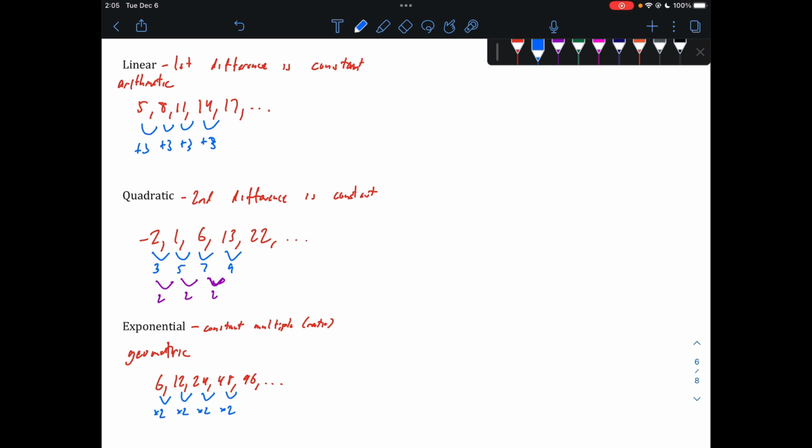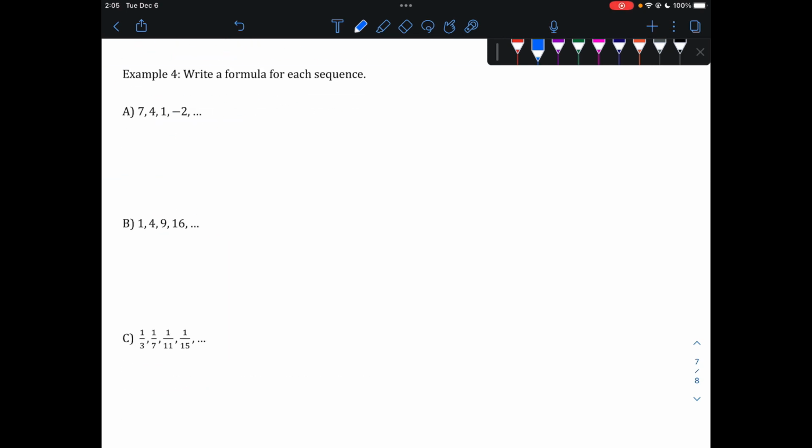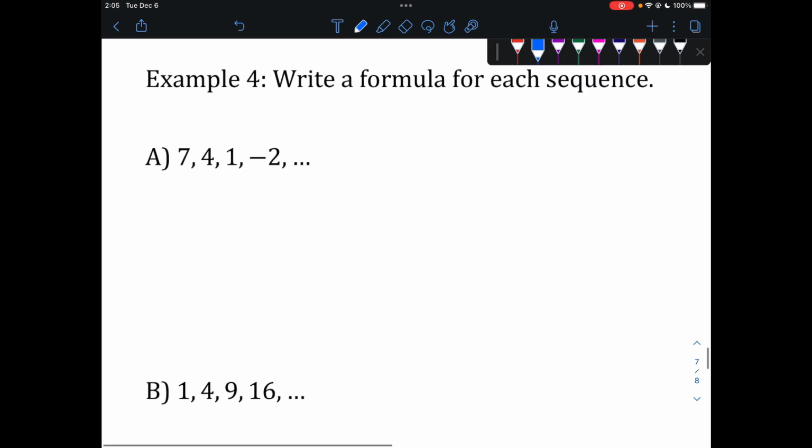All right. The last thing we're going to talk about today is, if you're given a sequence, can we write a formula for it? Sometimes this is very simple. Sometimes it can be pretty complicated. So really, you just want to think your way through these as much as possible. All right? So the first one, you should hopefully recognize this as linear, right? And how do I know it's linear? Well, we're just going down by 3 each time, right? Down by 3, down by 3, down by 3.